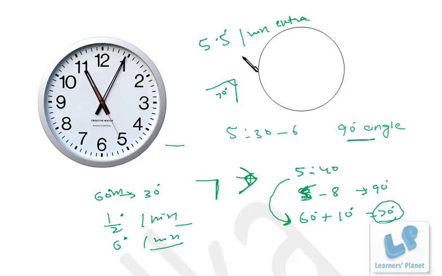So 5.5° per minute is extra. So to get 20° extra, what do we have to do? 20 by 5.5. It's 40 by 11 minutes that will be extra. So 40 by 11 is what? 3 and 7 by 11. So after 5:40, 3 and 7 by 11 more minutes. That means 5:43 and 7 by 11, or we can say 5:40 plus 3 and 7 by 11 extra minutes. So at 43 and 7 by 11 minutes past 5, they will be forming a right angle.